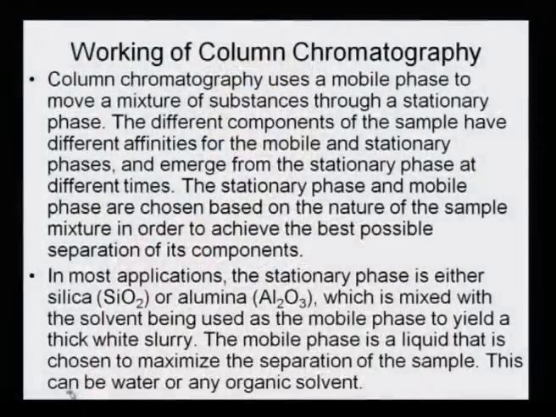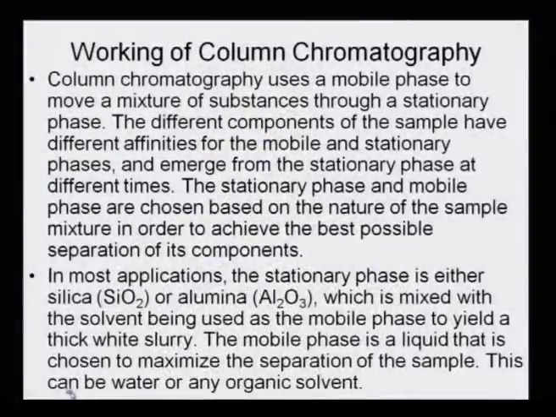Column chromatography uses a mobile phase to move a mixture of substance through a stationary phase. The different components of sample have different affinities for the mobile and the stationary phases and emerge from the stationary phase at different times. The stationary phase and mobile phase are chosen based on the nature of the sample mixture in order to achieve the best possible separation of its components. So, that is why it is important to know which material adsorbent to use for column chromatography.